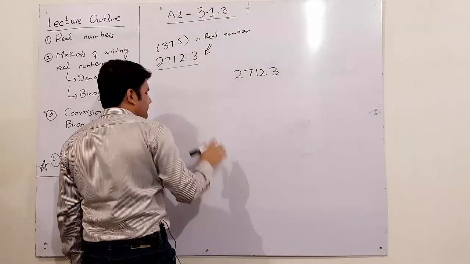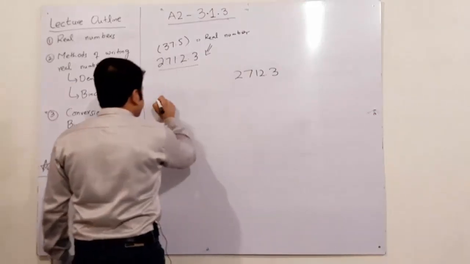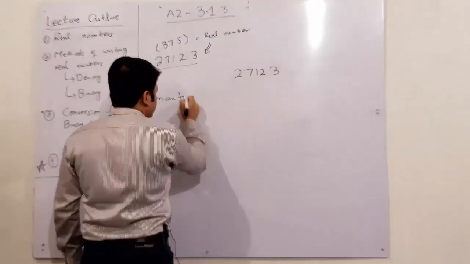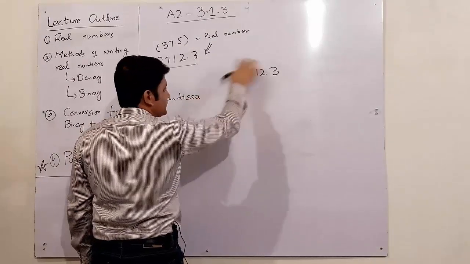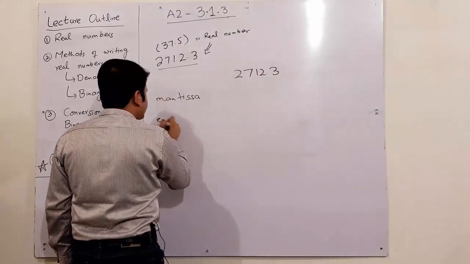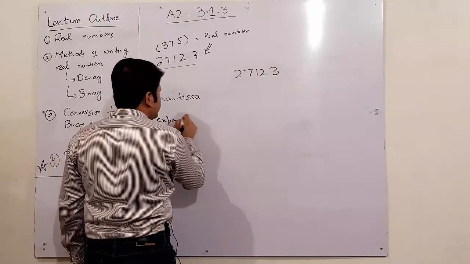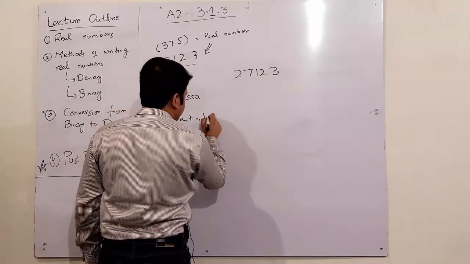So in real numbers, we have two parts. The first one is the mantissa, which is this whole part, and the other one is the exponent. Exponent, as you guys know, is the power.